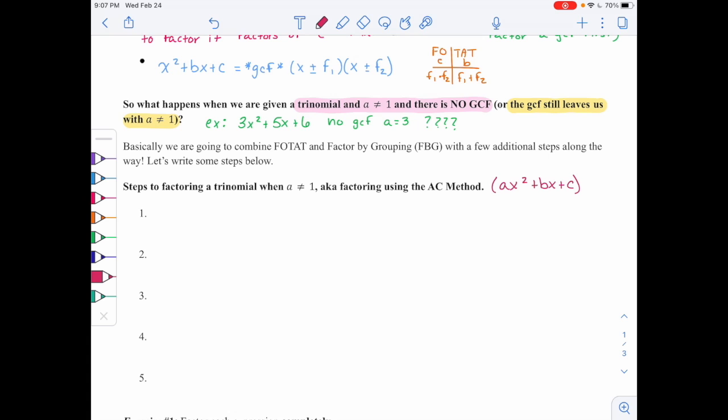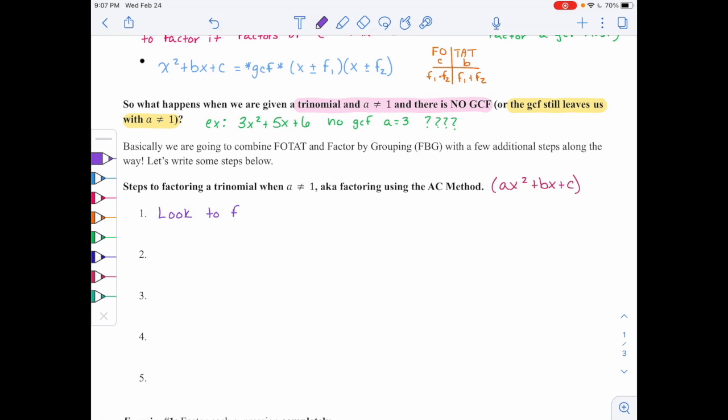So there's some number other than 1 in front of our x squared, and I can't factor it out. We are still going to look for a GCF first. That's always really important to us. Got to consider the greatest common factor first, right? So look to factor out a GCF if necessary.